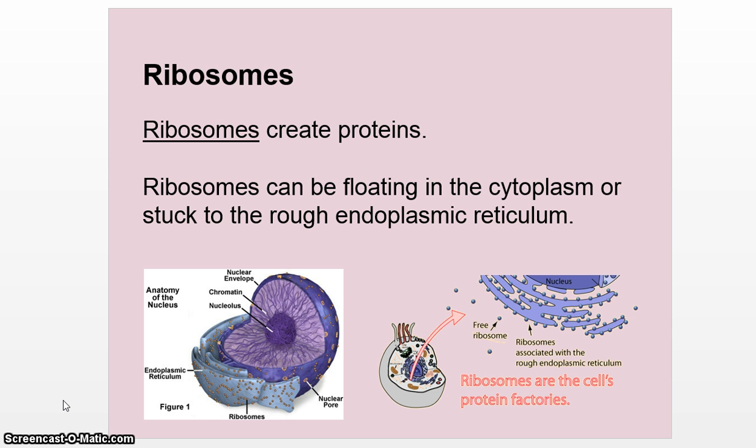Ribosomes can be found in 2 places. See these bumps? These are ribosomes. They can, one place, be found on the endoplasmic reticulum, or they can be found floating around in the cell. Either way, they have the same job. They still create proteins. They're just found in different locations.